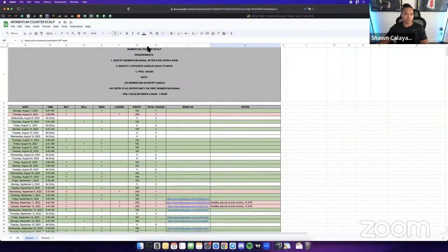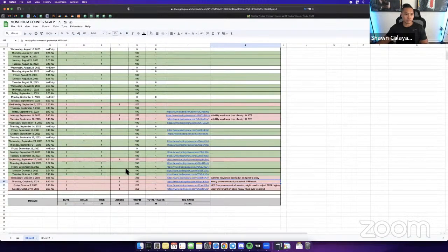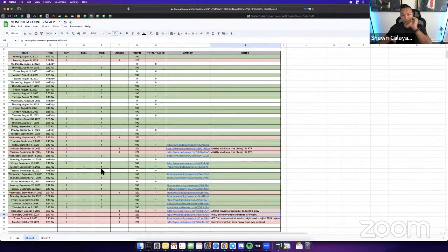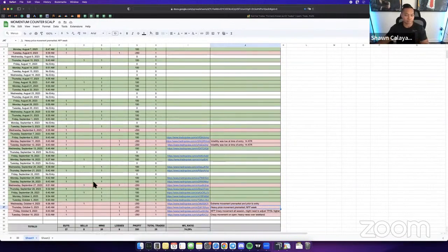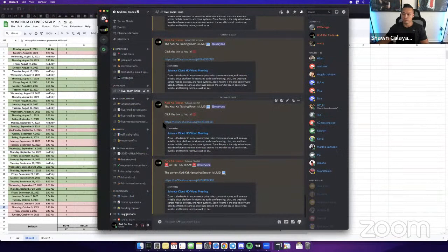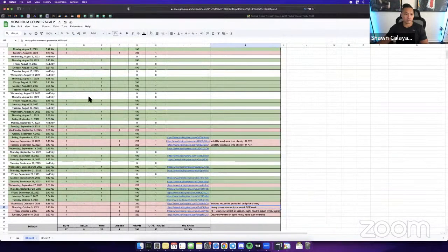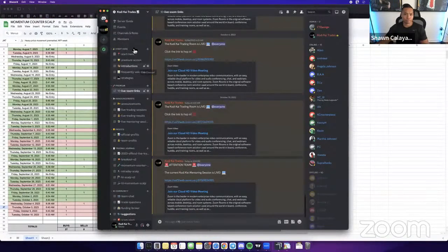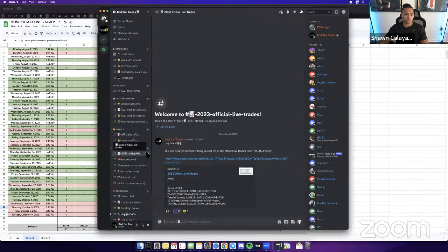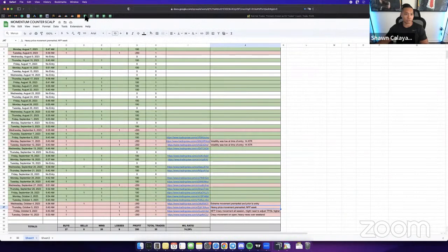And again, if you guys are not familiar, these spreadsheets pretty much have documented all the trades that have come up from the starting date up until today. If you guys are new to the group or new to the Discord and want to see these spreadsheets, just go over to the Discord channel, go down to Trading Journal, and go down to 2023 official live trades. This has a spreadsheet of every trade I've taken.